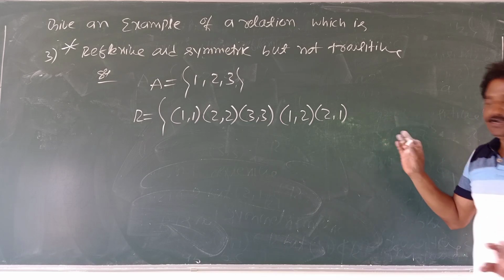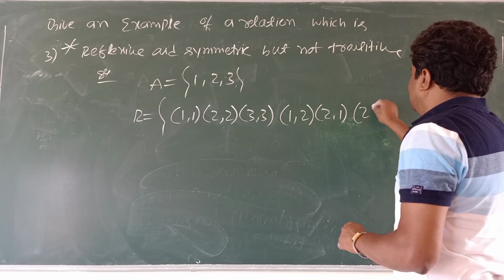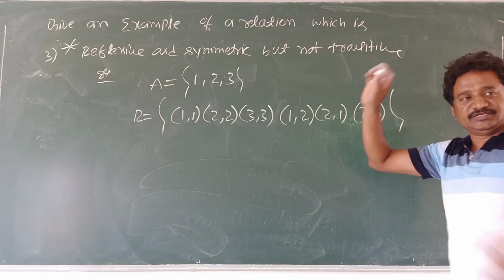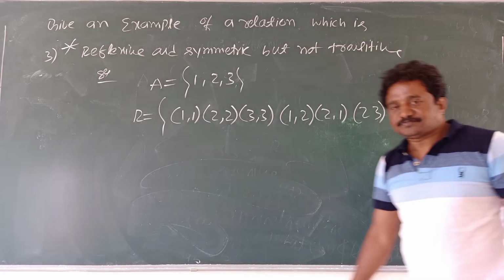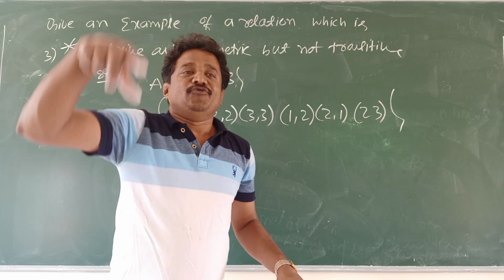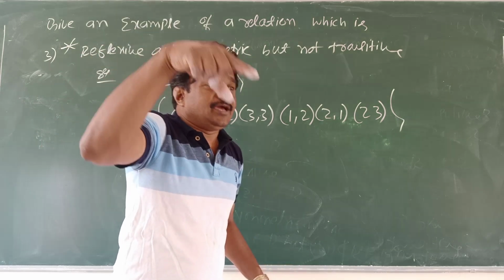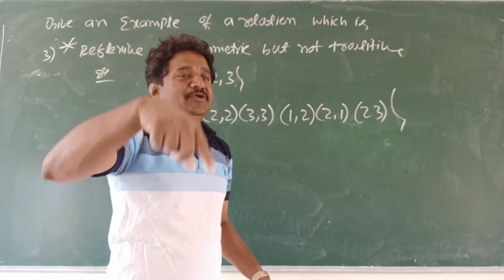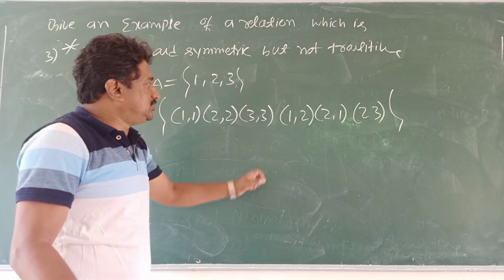So right, I go for adding what? Along with (1, 2), (2, 1), I add (2, 3). Enough, students. This is not transitive. Let me check. Let me try to find the failed subject. One failed subject is enough to say it is completely failed. Look at this, I show this failed subject.